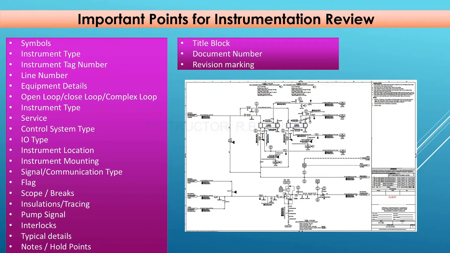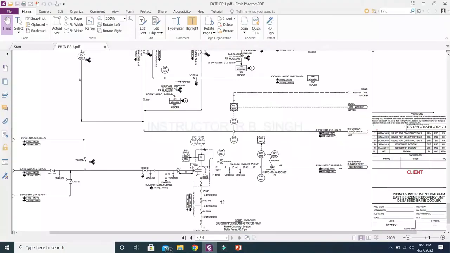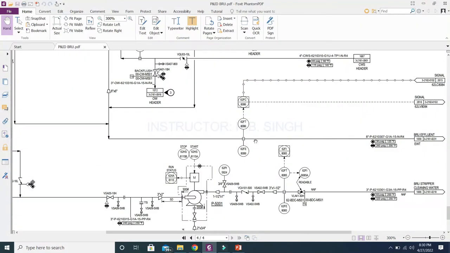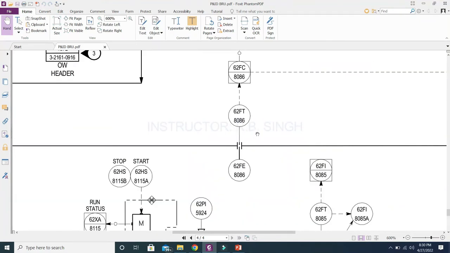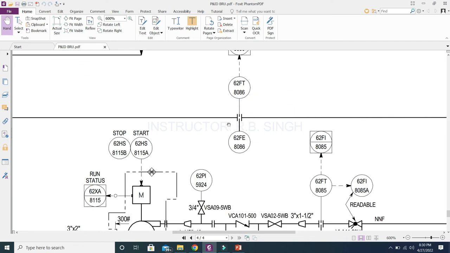Instrument tag number, we must know about the instrument tag number. In the meantime, we can discuss with a live P&ID, so that it will help you understand. As I told you about the symbols, if you know this symbol, you can see this is an orifice flow meter, right? So this is the orifice flow meter. If you know this symbol, then you can mention the instrument type.